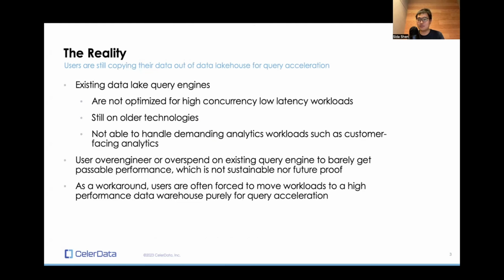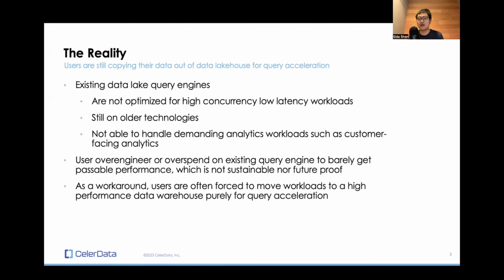Users are still forced to copy their data out of the lakehouse because existing data lake query engines are just not fast enough. They're either not optimized for high concurrency, low latency workloads, or they're still on older technologies. They're not really taking advantage of all of the crazy optimizations we're doing to query engines today in 2024. Not being able to handle those workloads, the user basically has two options. Either they over-engineer or overspend on existing query engines to barely get passable performance, and that's not really sustainable or future-proof.